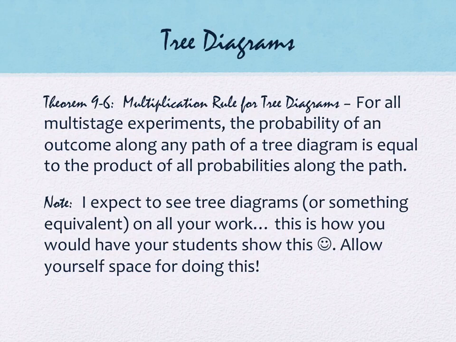A piece of information that's very valuable for our tree diagrams is the multiplication rule for tree diagrams. For all multi-stage experiments, the probability of an outcome along any path of a tree diagram is equal to the product of the probabilities along that path.